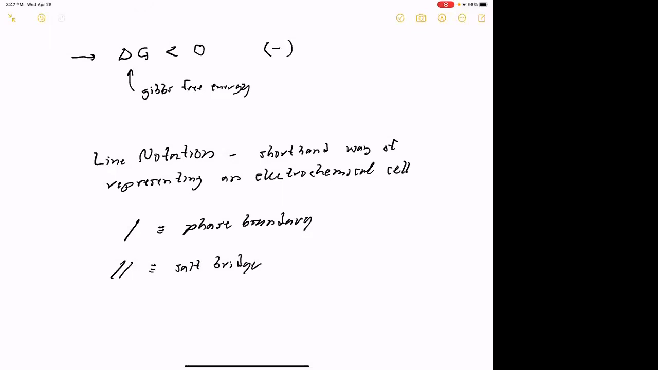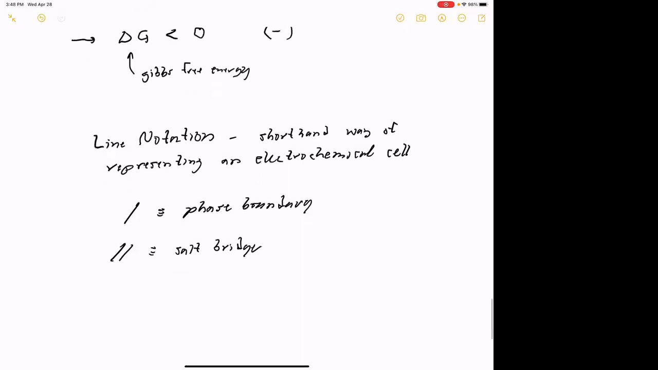Now, do I need to specify what's in the salt bridge? No, I don't, because remember that just contains some inert ions that go back into solution to deal with any sort of charge imbalance that's occurring there. All right, so I don't need to specify what's in the salt bridge at all. Okay, I just need to know it's there.